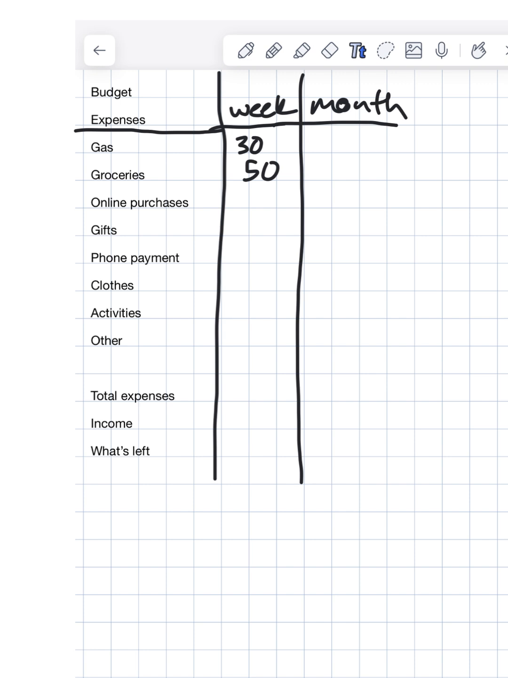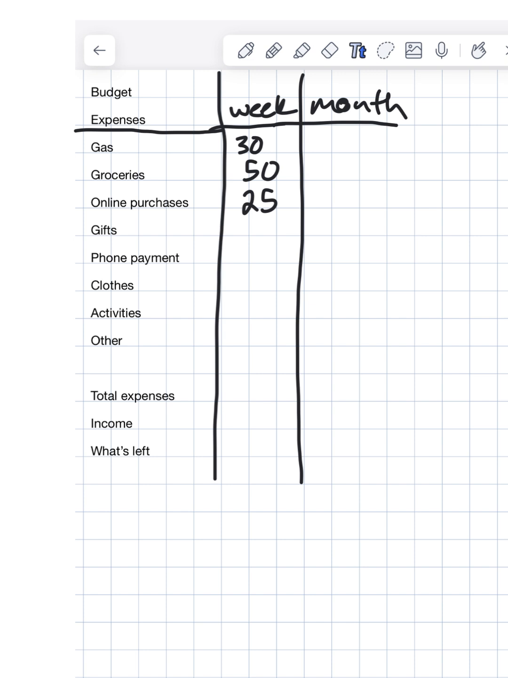Okay, online purchases, you can probably check this with your own purchase history, but this would include Amazon, this would include Temu or Shein or any online thing you're using. For myself, I know I probably buy one thing a week on Amazon, and most things I buy are about $25, so that would be online purchases for me.